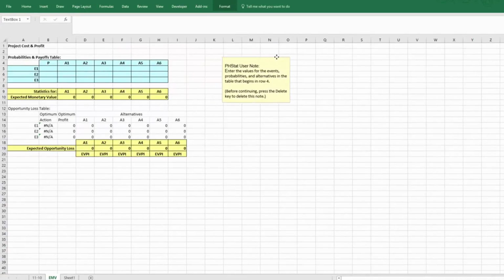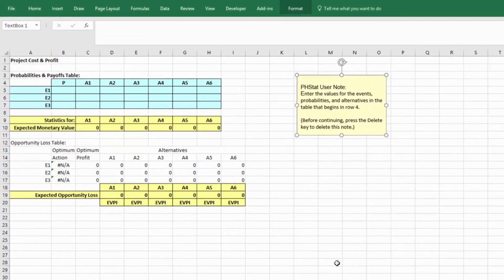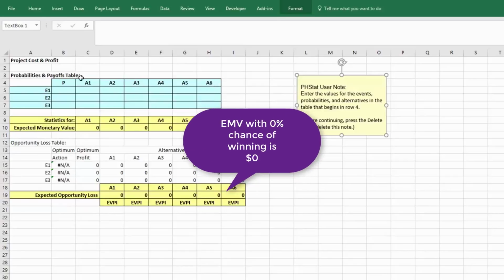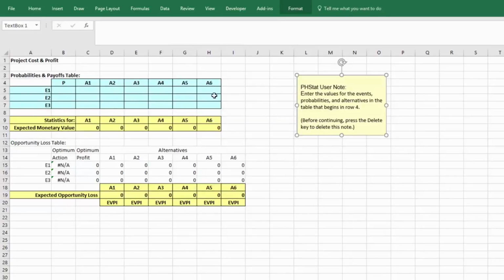PHStat will create the basics of a spreadsheet. And you can see we've got a table, probabilities and payoffs tables. These are our actions, the 6 that had any chance of winning, and the events, the 3 of those. And we need to fill out this table. The blue part, that's the part that we input. Everything downstream will be calculated and filled out for us. So let me just give you a sneak peek of how I did the problem.